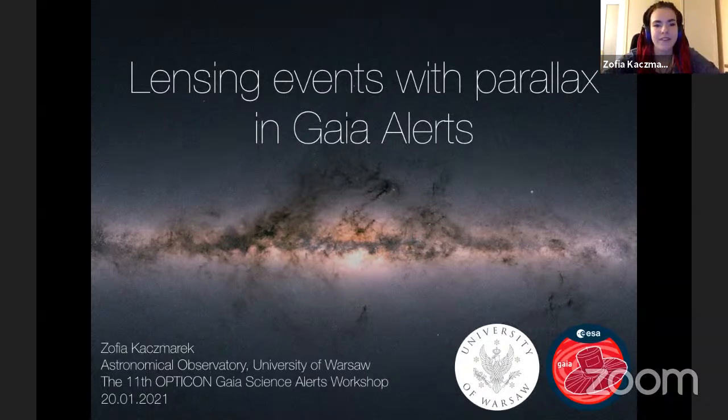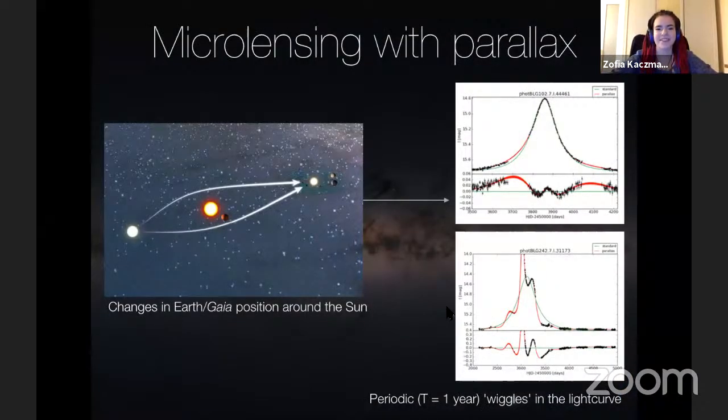So first, what are microlensing events with parallax? Kasia has shown the basic principle of microlensing, when the star that is the lens, the star that is the source, the massive object that is the lens, and us, the observer, are aligned in one line.